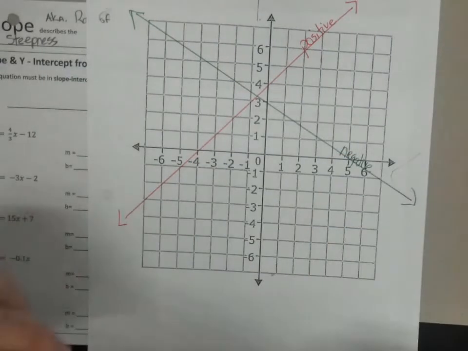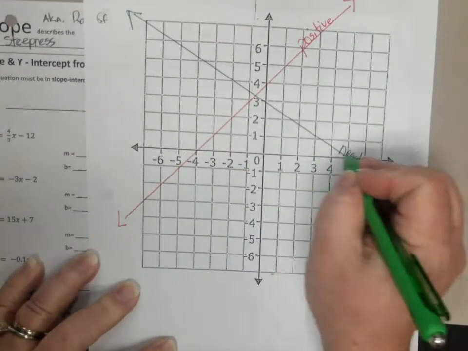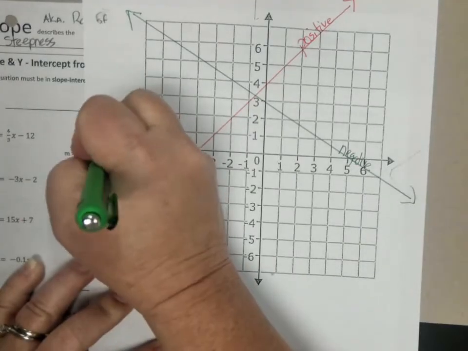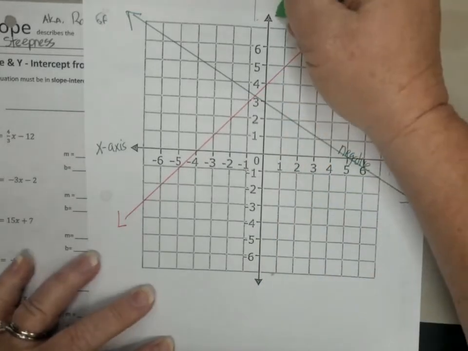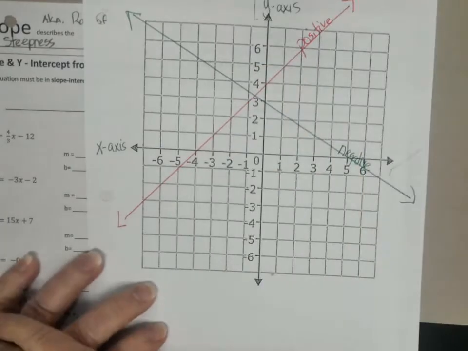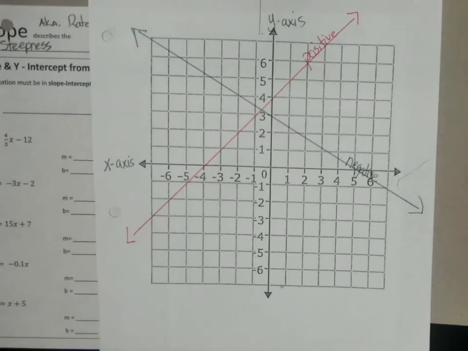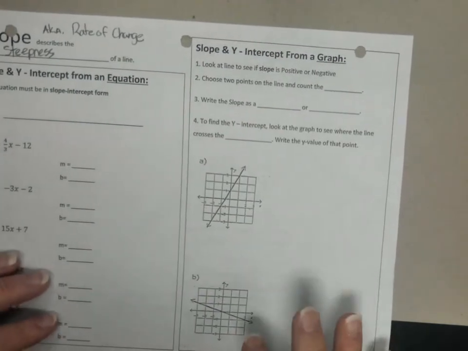All right, I guess you needed to know your axes, so let's talk about those. The horizontal axis of a graph is your x-axis. The vertical is your y-axis. And these are all important things to keep in mind as we are finding slope. So let's go back to our slope from a graph. Slope and y-intercept from a graph.